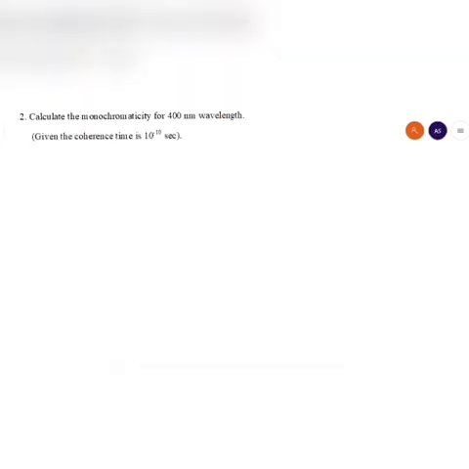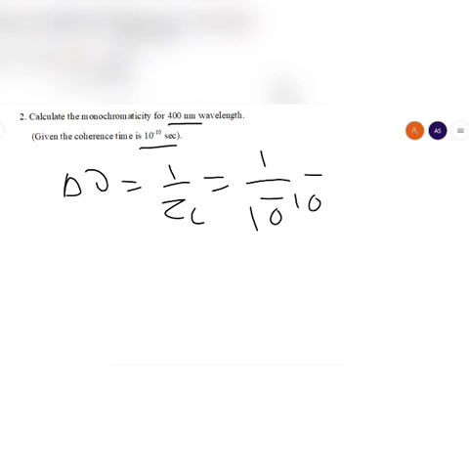Second question, calculate the monochromaticity. Here the wavelength is given, and coherent time is given. You know that delta mu is equal to 1 upon tau c, where tau c is the coherent time, is 1 upon 10 to the power minus 10 second. You will get the result 10 to the power 10 hertz.